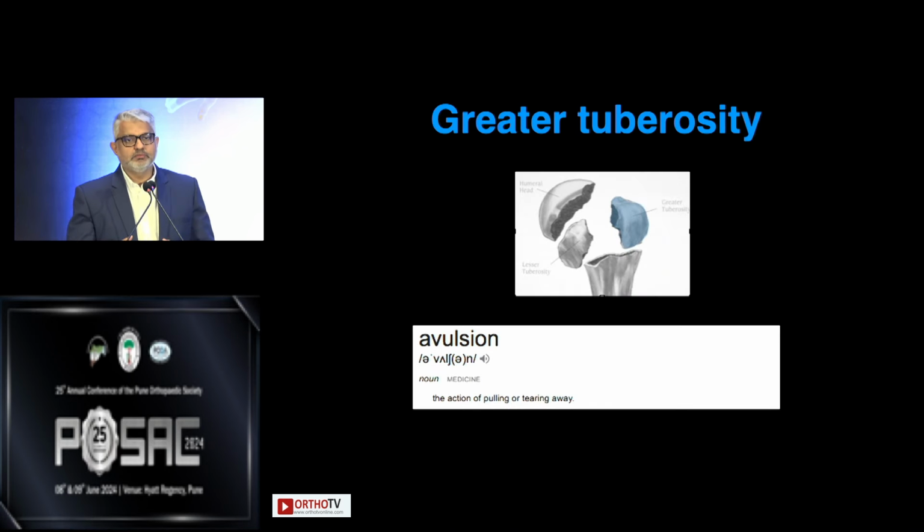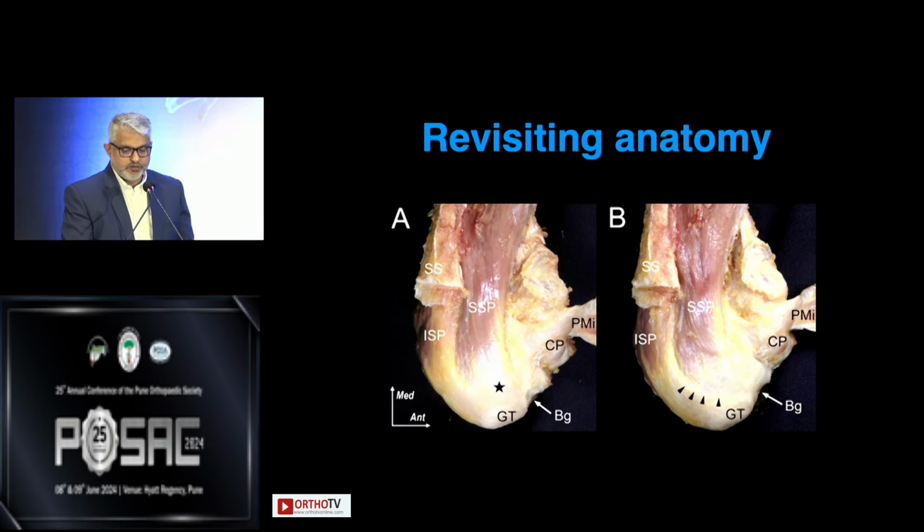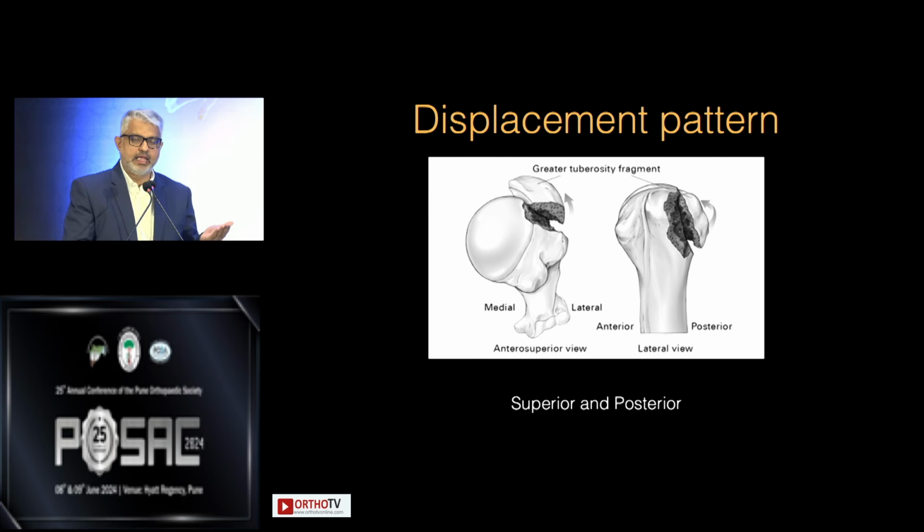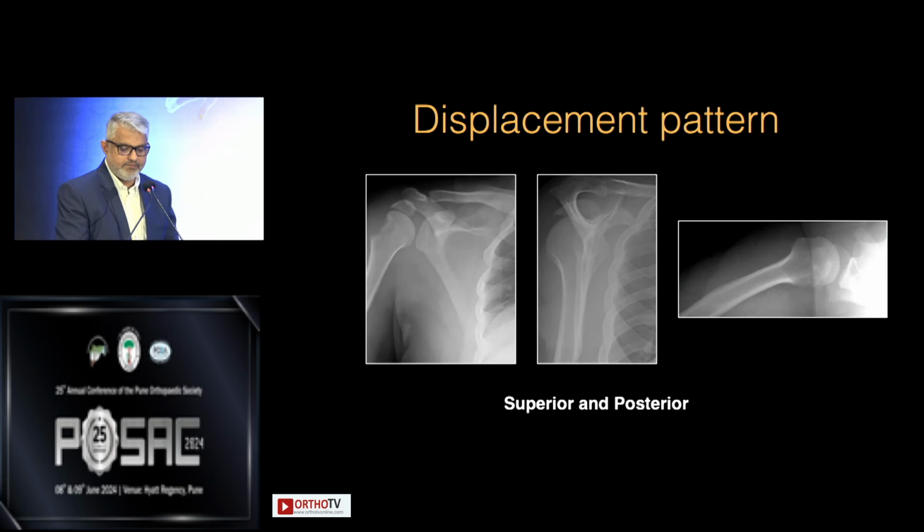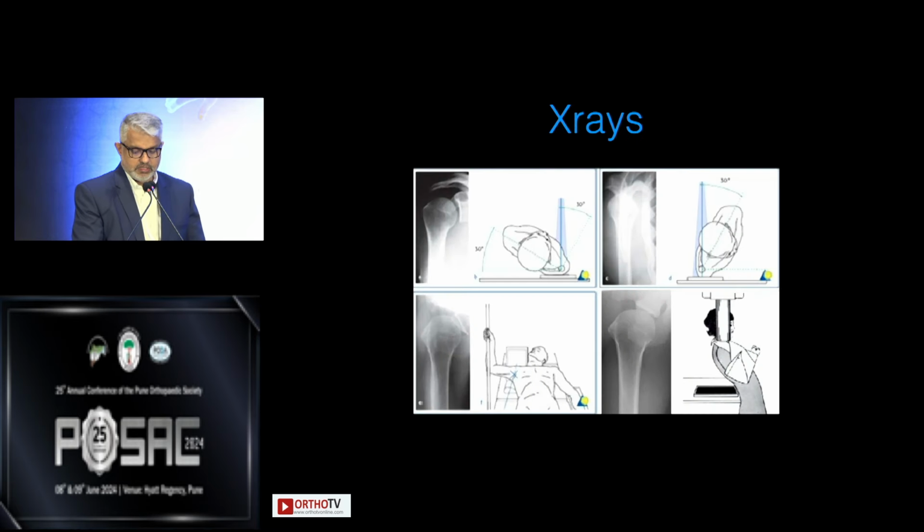Now, if you look at the mechanism of fracture, it is an avulsion, and by definition, avulsion means to pull away. So if you look at the anatomy, the supraspinatus along with its attachment of the infraspinatus is not going to pull the fragment only superiorly, it's going to be an upward and backward displacement. Understanding this is important when you're going to use a minimally invasive modality. So when I look at my x-rays, I need to understand which way the fracture is displacing.